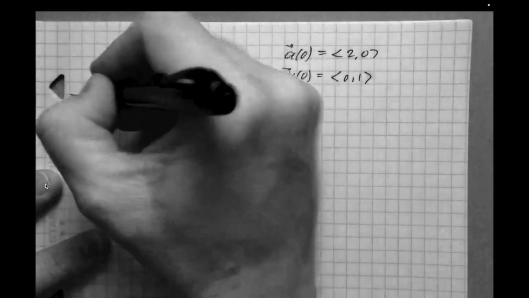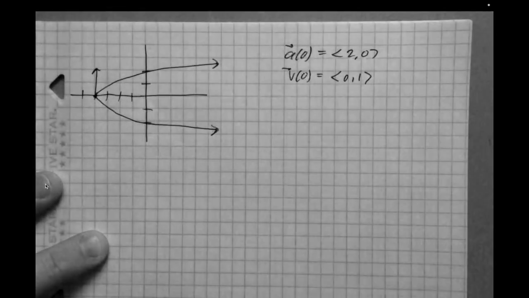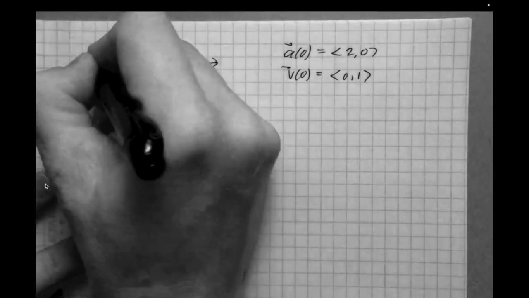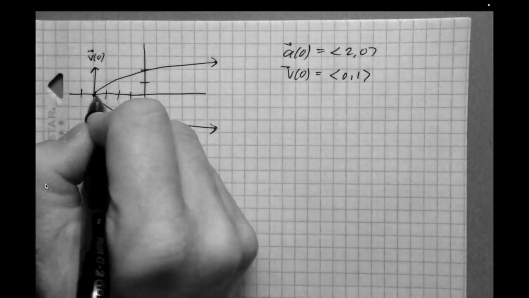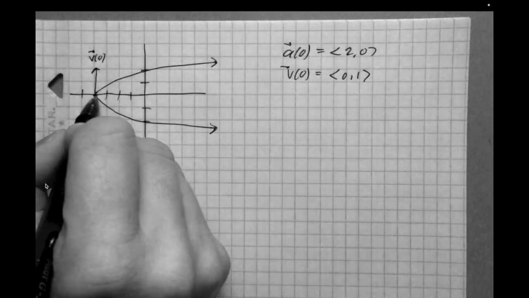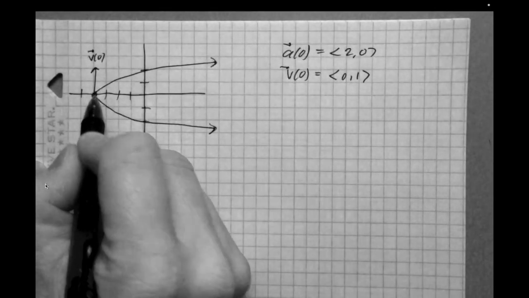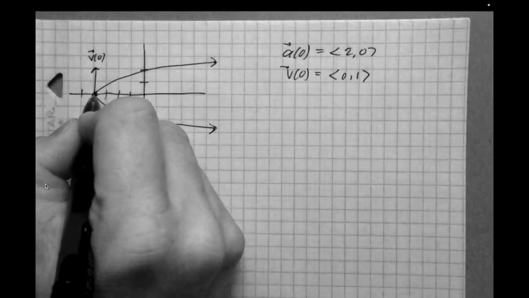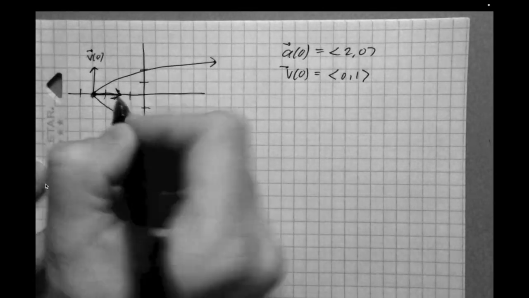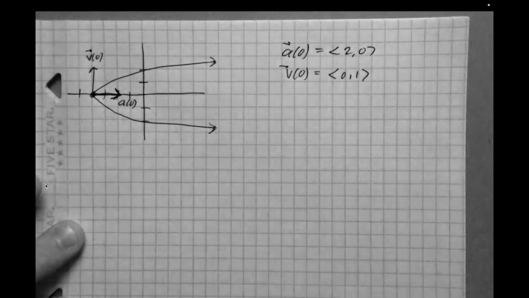And so the velocity at t equals 0 is like this. And the acceleration is, well, I mean, it's <2, 0>, right? So drawing it from the center of mass of the particle, it would look like this. Okay.